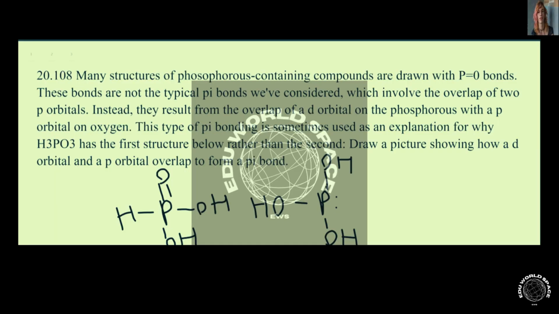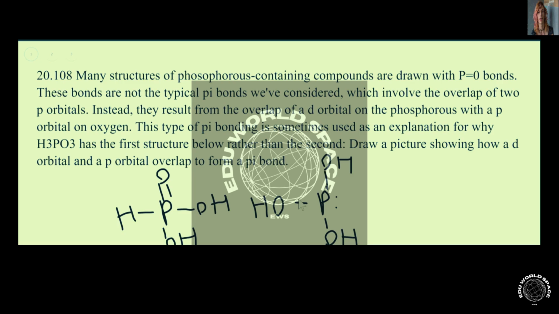So in this video, we're going to talk about question 108 from chapter 20, which says many structures of phosphorus-containing compounds are drawn with P=O bonds. These bonds are not the typical pi bonds we've considered, which involve the overlap of two p orbitals. Instead, they result from the overlap of a d orbital on phosphorus with a p orbital on oxygen.